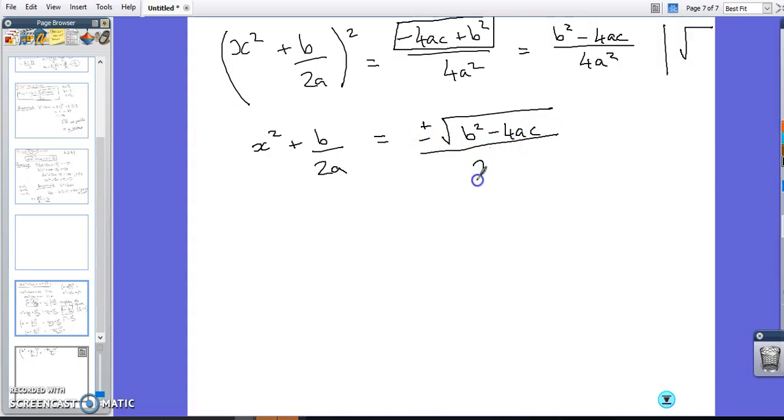And of course, taking the square root of 4a squared, it should really be plus or minus 2a, but we don't need to have this plus or minus here and here, because the whole expression is either going to be positive or negative. So we only need this plus or minus to belong to one term in this division, and it won't change the sign of the answer at the end.